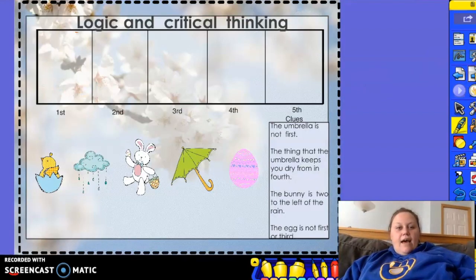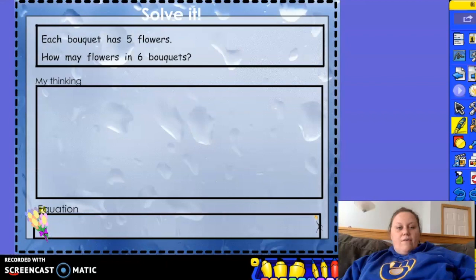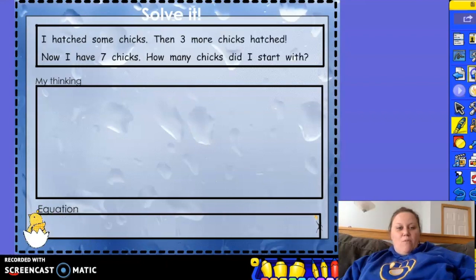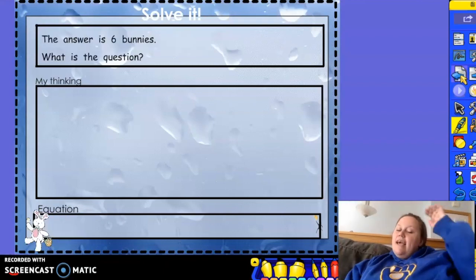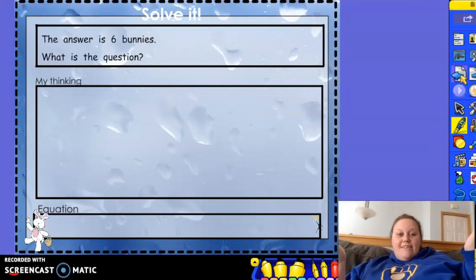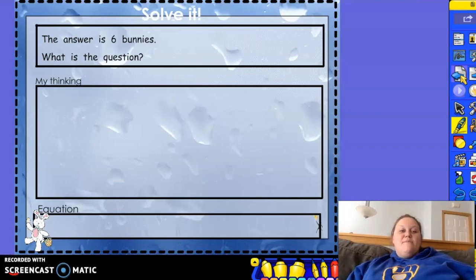All right, I have a whole bunch of these, but I have one that I want you to do. Here it is. For your attendance today. So pay attention to this part. That answer is 6 bunnies. You have to come up with a question. It could be an adding story problem, or it could be a taking away story problem. Whatever type you do, 6 has to be the answer.